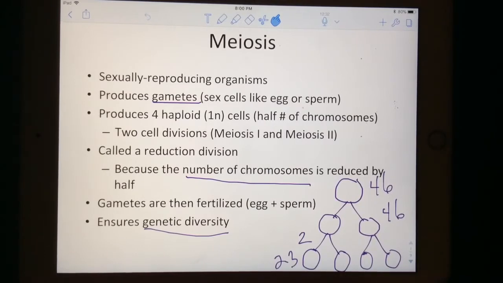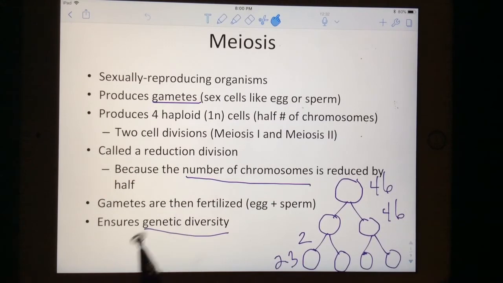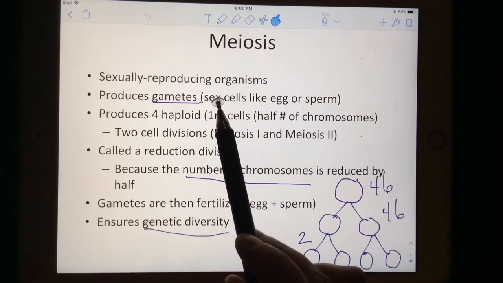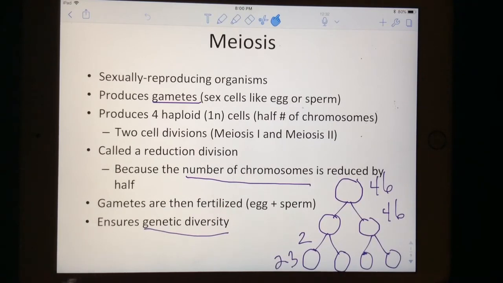So one of the terms that we work on with meiosis is the word gamete. A gamete is just another word for a sex cell. For a mammal, it would be something like egg or sperm. If it were a plant, it might be something like pollen and egg. So meiosis is really important in terms of sex because it does two really important things.